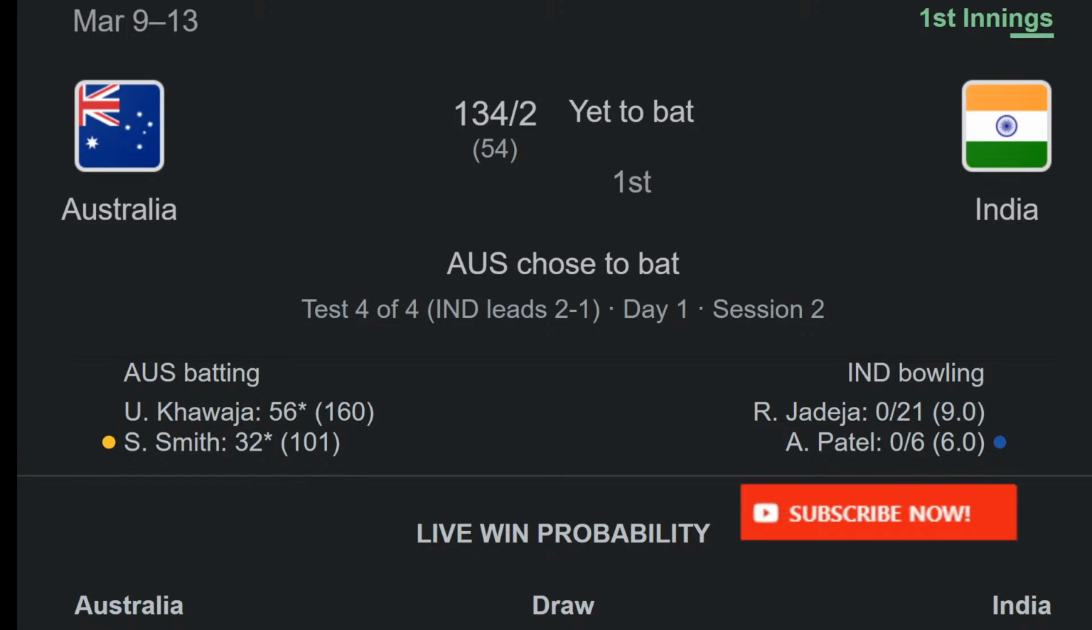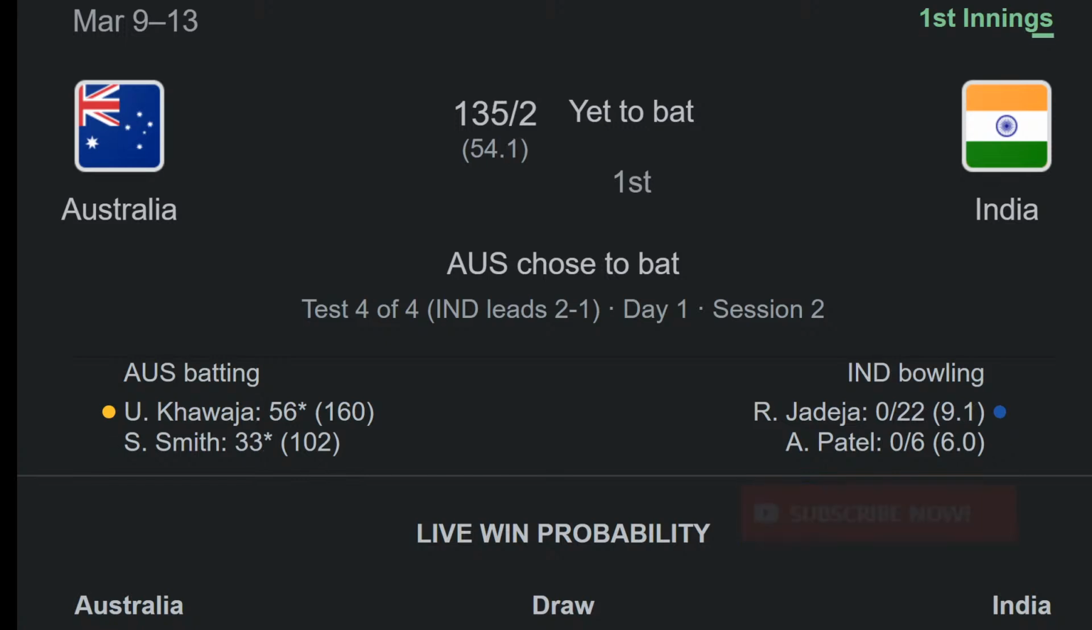You are listening to the fourth test match between Australia and India. Australia won the toss and chose to bat first. Now they are batting.